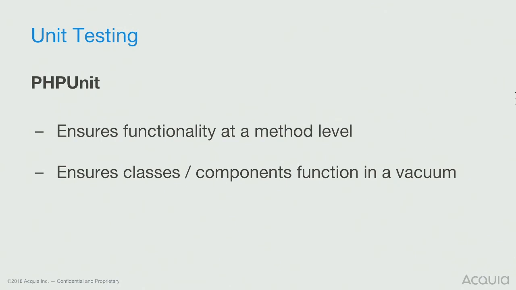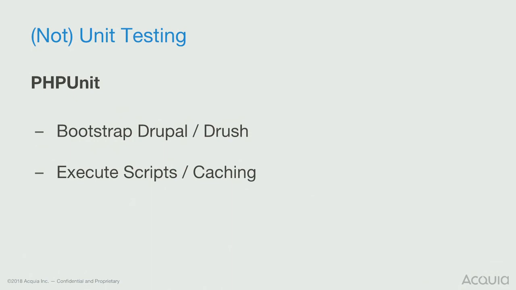So for our system, we actually have several different layers of testing. We use PHPunit for unit testing, of course. And at that level, we're looking to make sure that the methods in our classes are working as expected. And we're also trying to ensure that classes and components function by themselves in a vacuum without anything else. So that's pretty obvious. We also use PHPunit in a not unit testing way, where we're looking to actually bootstrap Drupal and Drush to make sure that those are working as expected, and to execute scripts and our caching to make sure that those are working as expected. And again, doing that at the PHPunit level is kind of slick because it takes just everything out of context, right? It's purely focused on the PHP code to make sure that it's operating the way we're expecting it to.